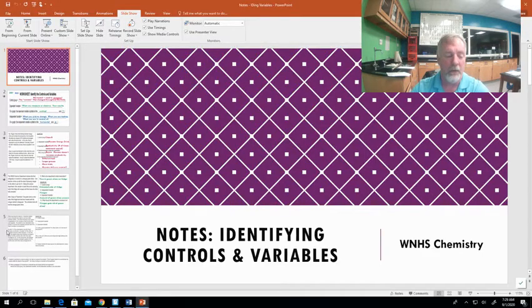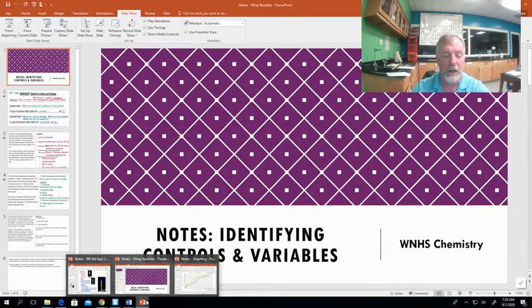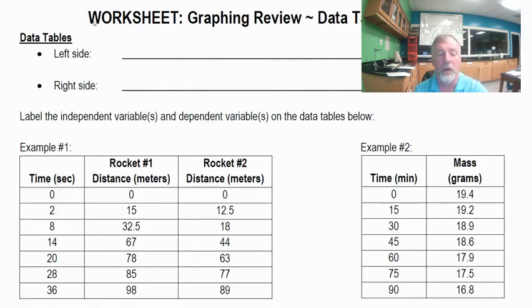The second part of the video that I want to talk about with you guys today is graphing. So here we're going to look at two data tables. We've got example one. We have a table that has time, rocket 1, rocket 2. How far did rocket 1 go? How far did rocket 2 go? And then we have another data table over here for a different scenario, time and mass.